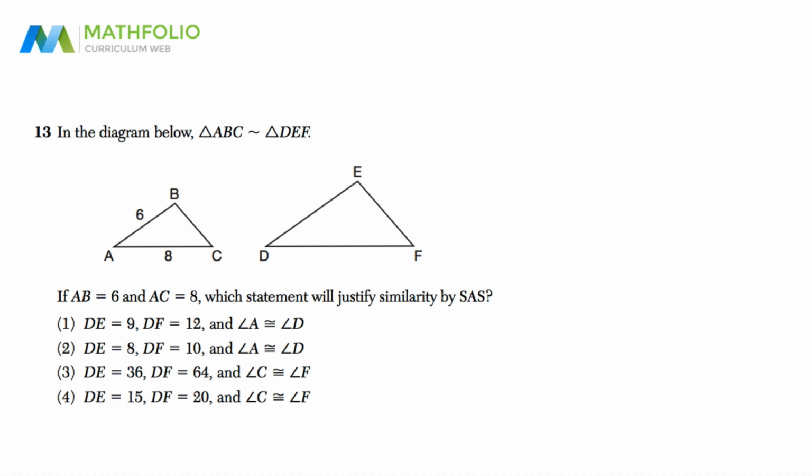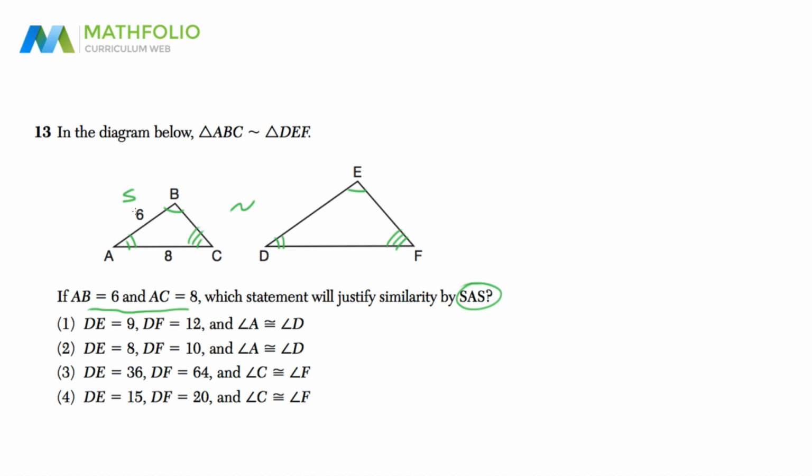Okay, this is 13. In the diagram below, triangle ABC is similar to DEF. So A to D, these angles are congruent, but the actual shapes are similar. So remember that similar shapes all have congruent angles. B is the same as E, and F and C are also congruent. Okie dokie, so it says if AB is 6 and AC is 8, well, those are both labeled, which statement will justify similarity by SAS?